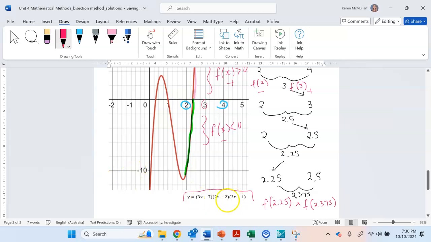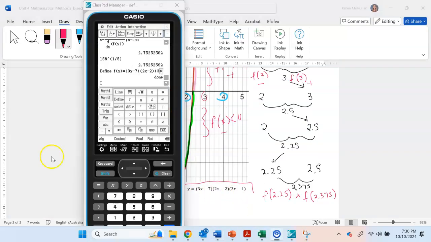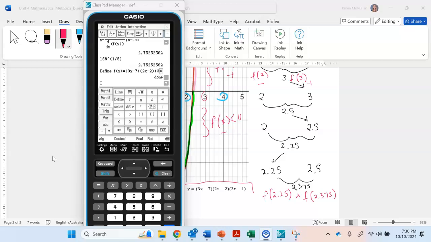All right, and I'm just going to define this on my calculator. All right, so I've gone ahead and defined it. I paused the video because it was going to take a while to do. So then we're going to do f of 2.25 times f of 2.375. All right, and I get a negative answer.